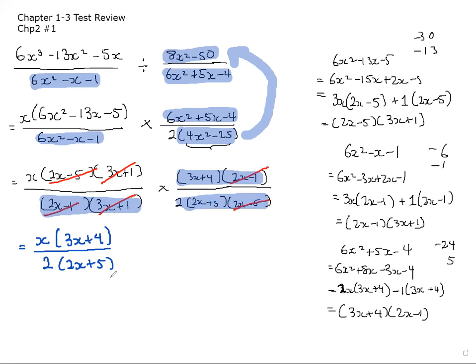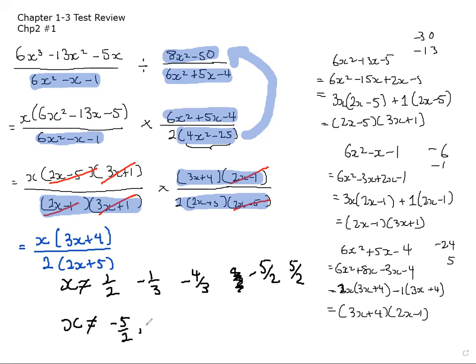So watch me do it. Starting from here, I'm going to do 1, 2, 3, 4, 5, 6 in that order. Ready? X cannot be 1 over 2, negative 1 over 3, negative 4 over 3, 1 over 2, which we already did, negative 5 over 2, and positive 5 over 2. So by convention, writing the smallest number first, negative 5 over 2, negative 4 over 3, negative 1 over 3, 1 over 2, and 5 over 2 are my restrictions for this question.